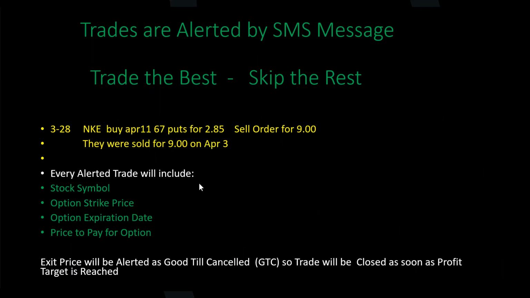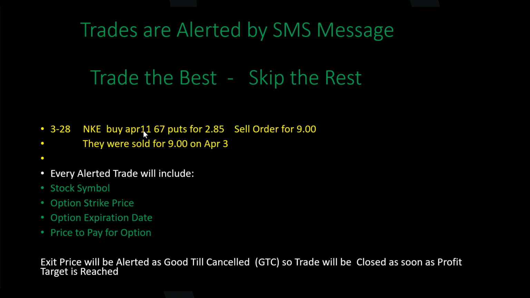Now, on the alert service, just to see what the alerts are going to look like, what you're going to get is this, on this Nike trade, for example. This is what the original alert looked like. It has a date on it. It's got the instrument that we're taking, Nike. It's telling you to buy the April 11th 67 puts for $285. This tells you everything you need to know.